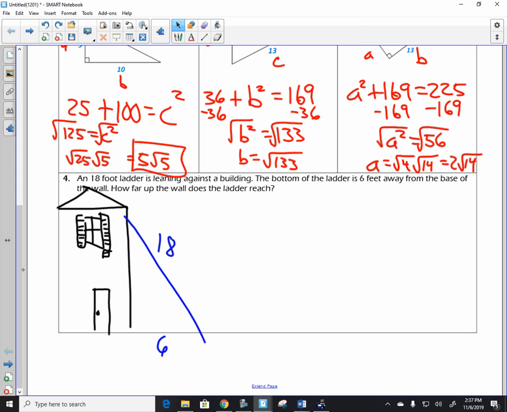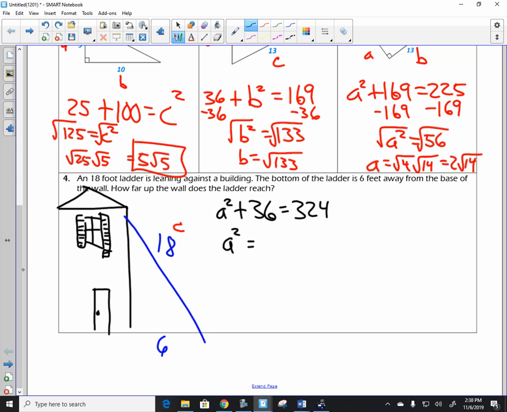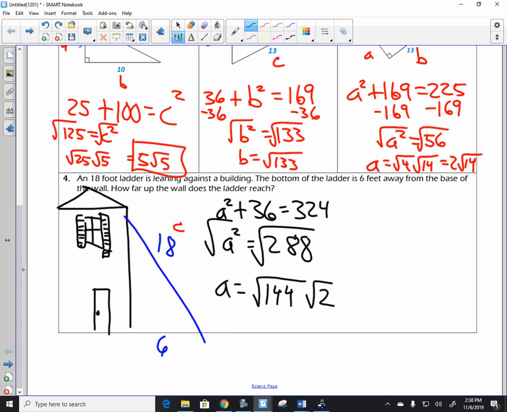So you can see that our 18 is our C value. So we have A squared plus what? 36 is equal to, what is 324. A squared is equal to, if you subtract 36 from each side, you get 288. Does anybody know a perfect square divides evenly in 288? Leslie's on fire. 144 goes in how many times? Twice. So A is 12 roots of 2.